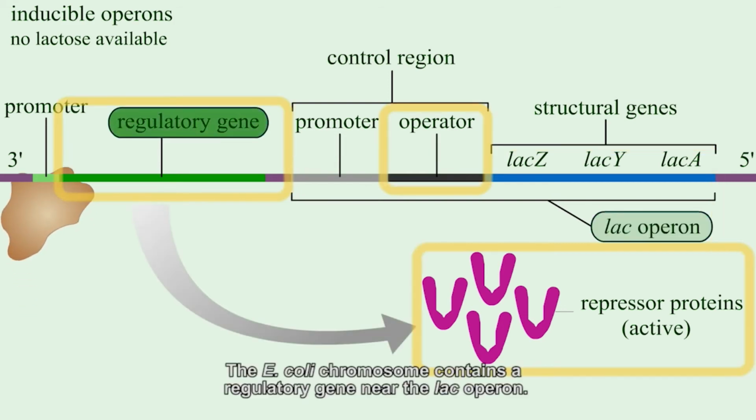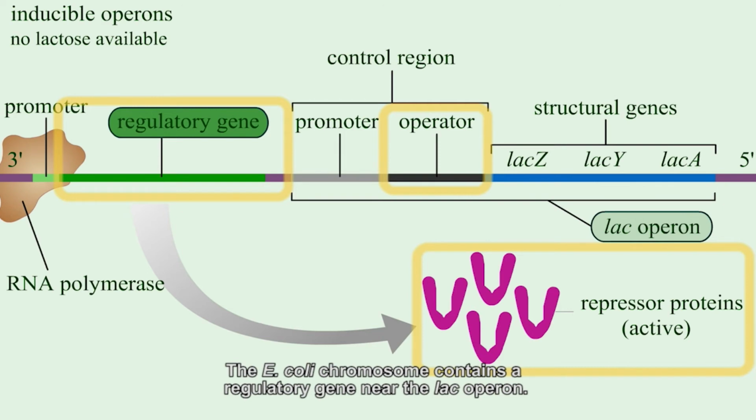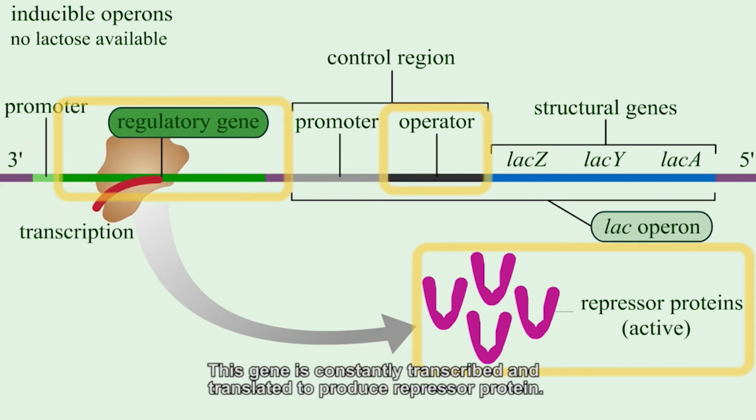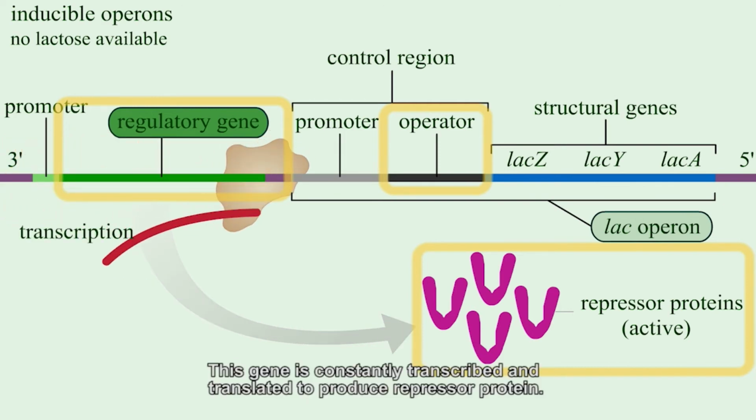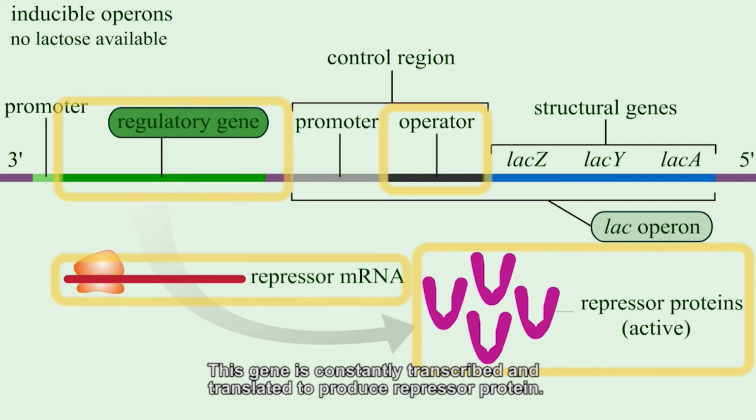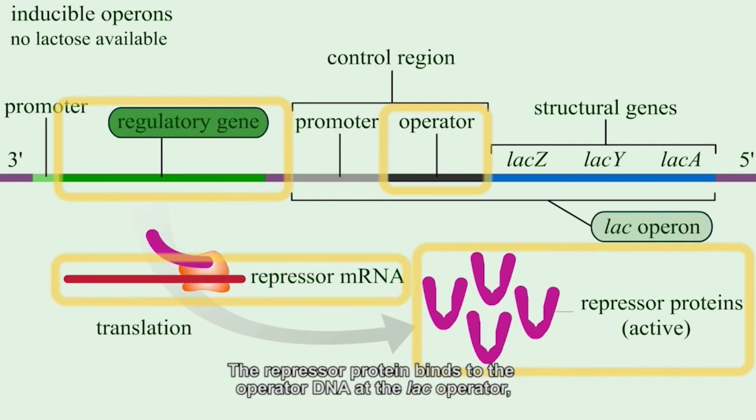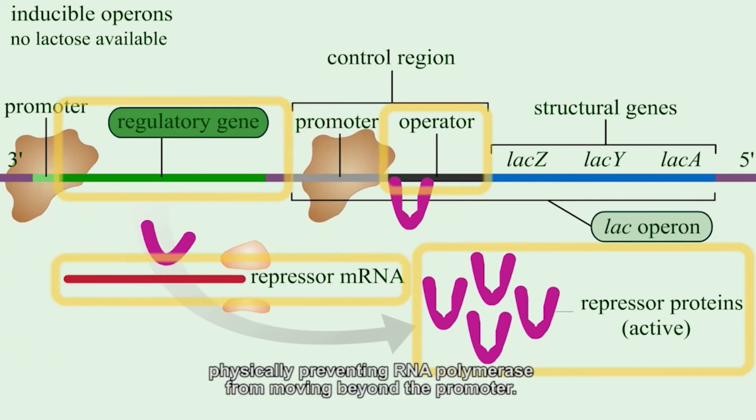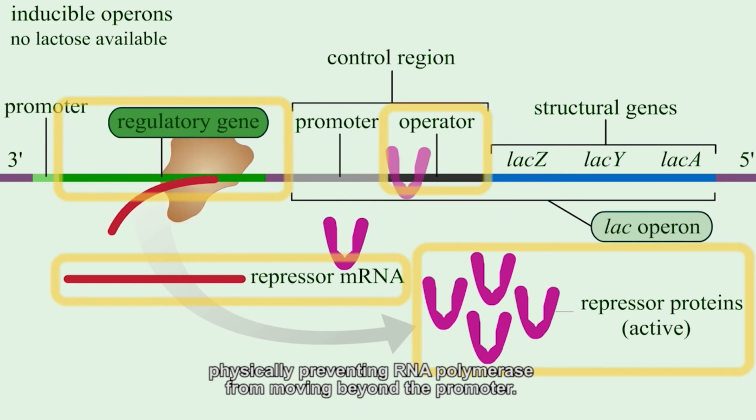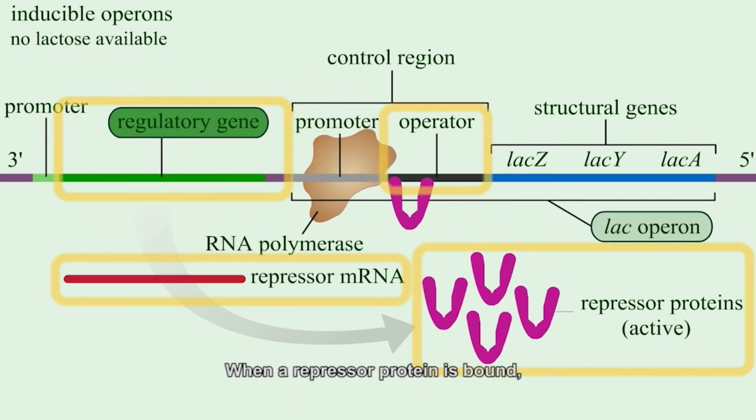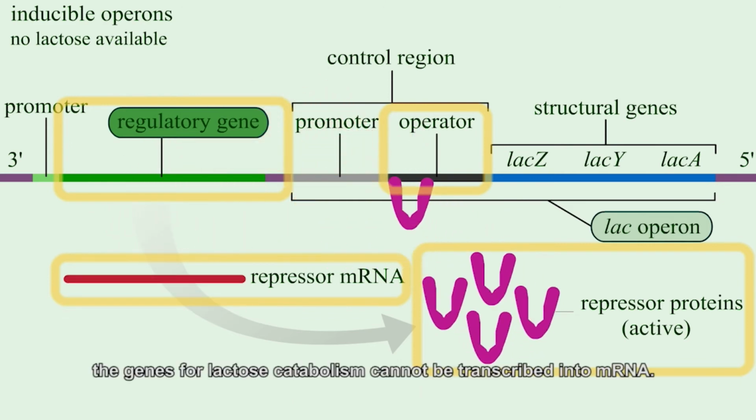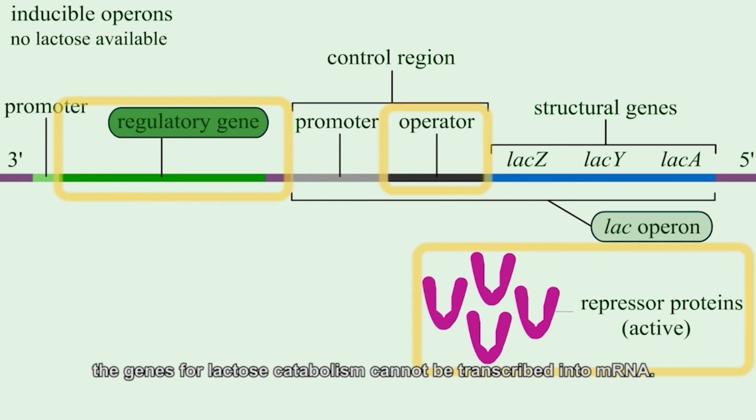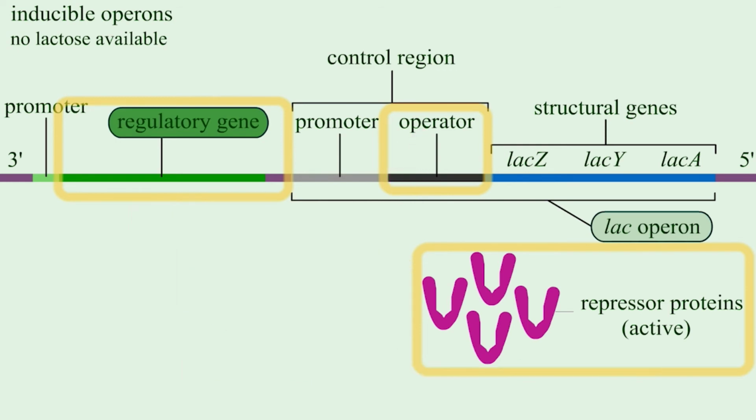The E. coli chromosome contains a regulatory gene near the lac operon. This gene is constantly transcribed and translated to produce repressor protein. The repressor protein binds to the operator DNA at the lac operator, physically preventing RNA polymerase from moving beyond the promoter. When a repressor protein is bound, the genes for lactose catabolism cannot be transcribed into mRNA.